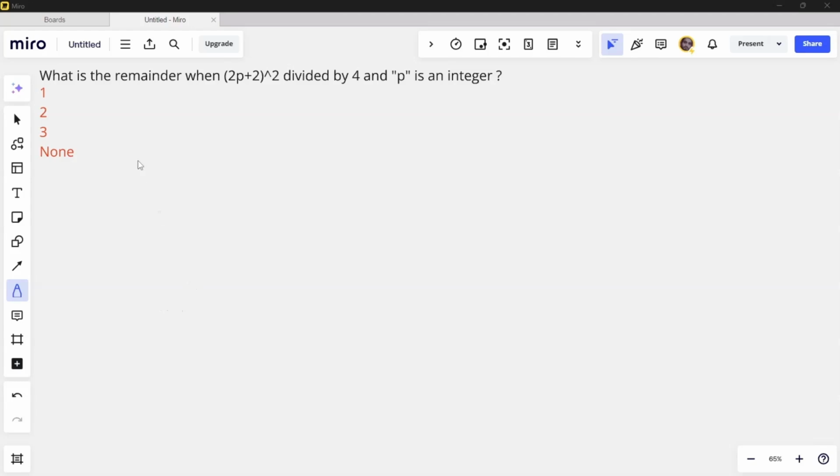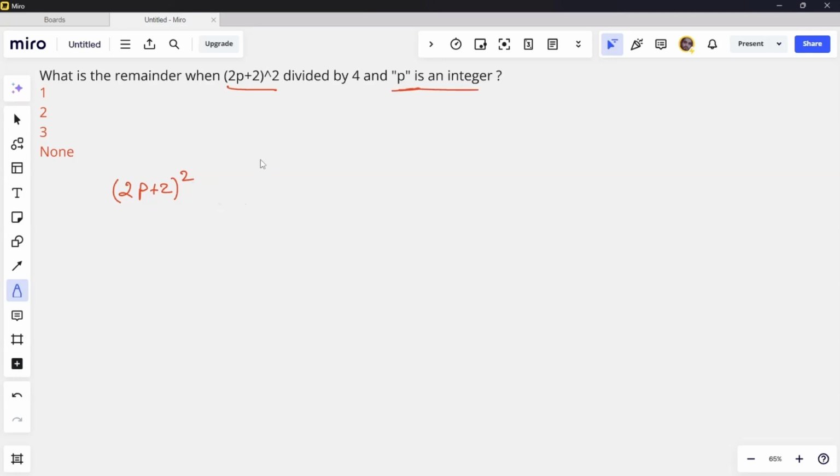So as you can see, this is our question. What is the remainder when (2p plus 2) whole square is divided by 4 and p is an integer? Okay, so let's write this here. (2p plus 2) whole square divided by 4. And the question is saying that p is an integer.